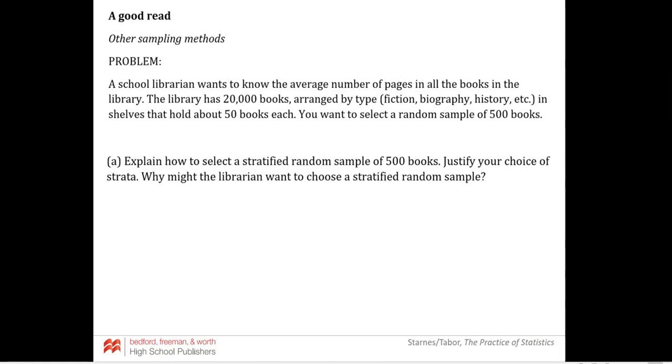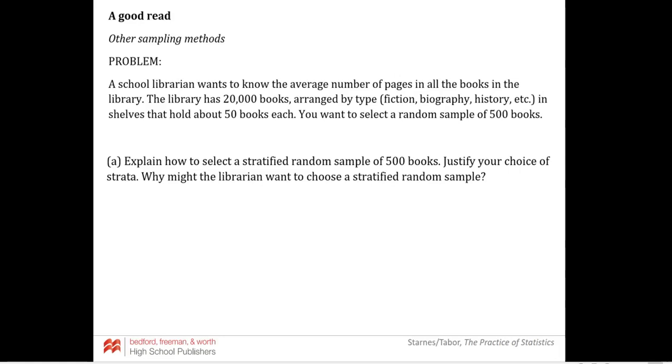It's very possible, I don't know if this is true, but maybe history books are a little bit longer and fiction books are a little shorter, or vice versa. If we're trying to find the length of the books, it's very possible that biographies have a shorter or longer length than some other genres. And so you group them first and then take a simple random sample in each group according to how big its size is.